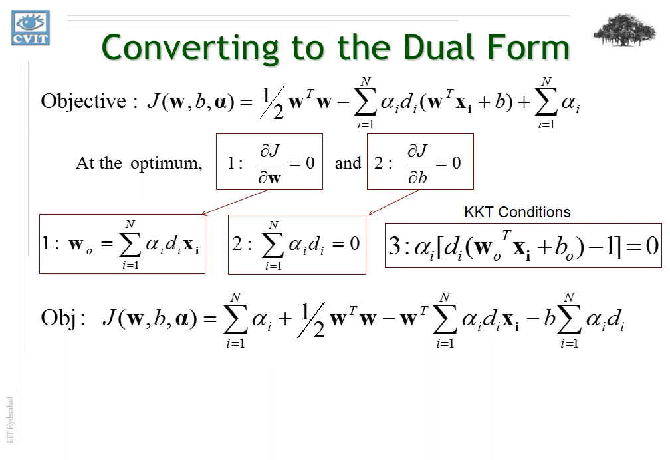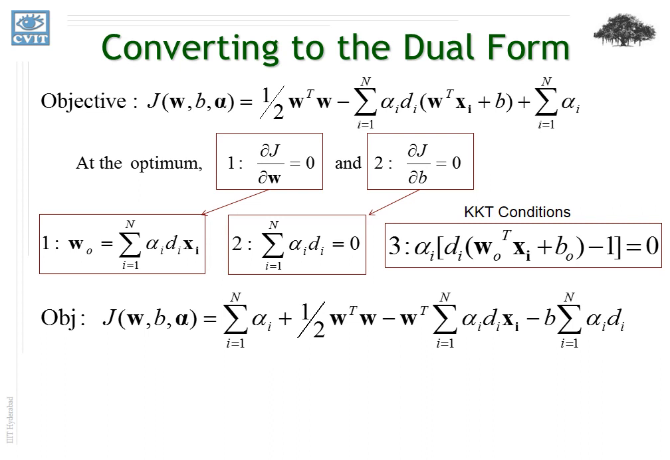Now if you take a look at it, the last term here, which is b times sigma i equal to 1 to n alpha i di, well, by condition 2 above, sigma i equal to 1 to n alpha i di is 0. Hence, the last term in this thing will go to 0.